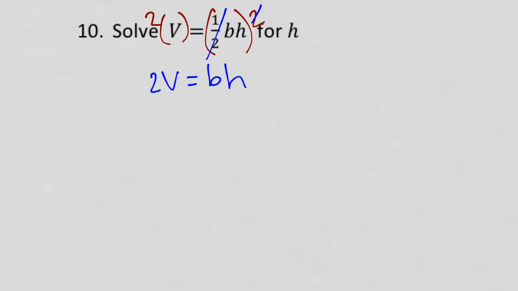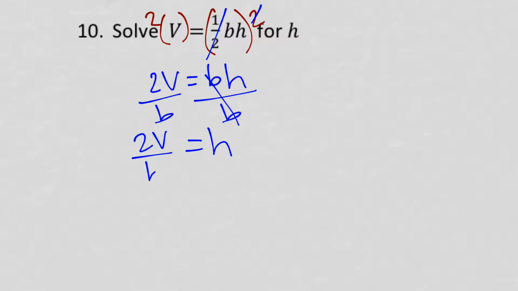And finally, since we want to solve for H, that means we need to get rid of B. We're going to divide both sides by B, and there you go. H equals 2V over B. Done.